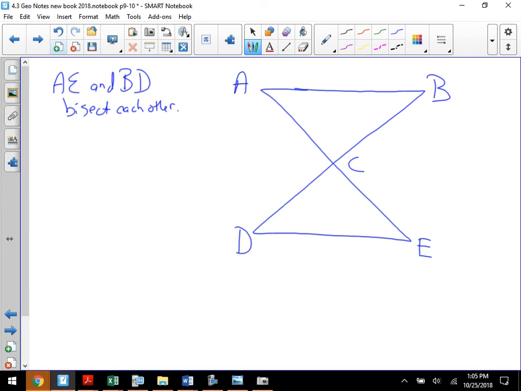So what I want you guys to think about is, in that generic statement, is there anything that says that AE and segment BD are equal to each other, or are they congruent to each other? No. So what does a segment bisector do to a segment? Cuts it in half, and it creates two congruent segments. Everybody okay with that? All right.